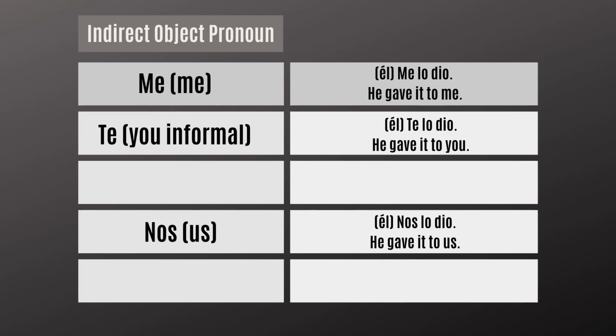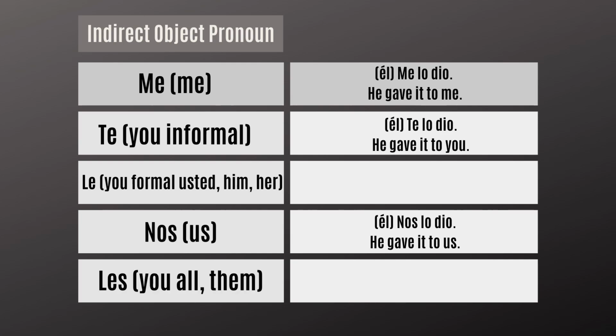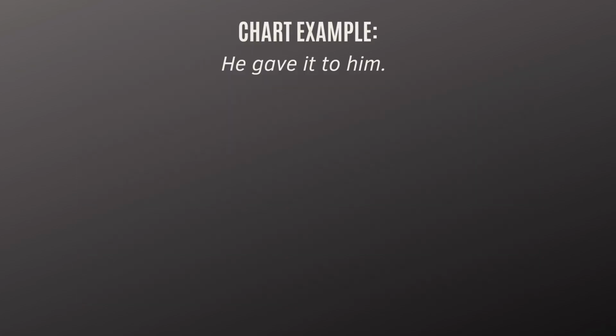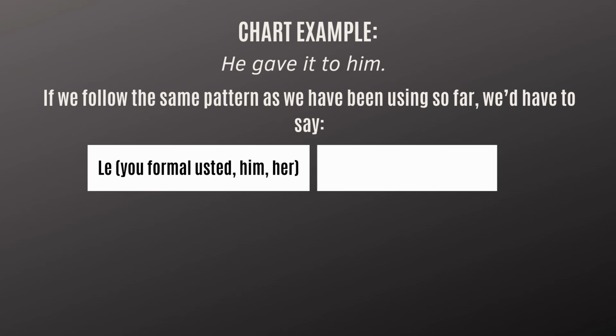But something odd happens when we need to say, he gave it to you if we're speaking formally using usted, or he gave it to him, her, you all, or them. Because instead of me, te, or nos, we have to use le or les. So if we want to say, for example, he gave it to him, if we were to follow the same pattern that we've been using so far, we'd have to say, le lo dio. But we cannot do that.